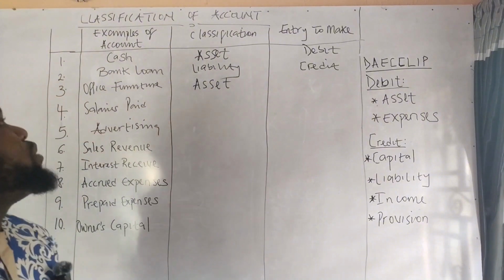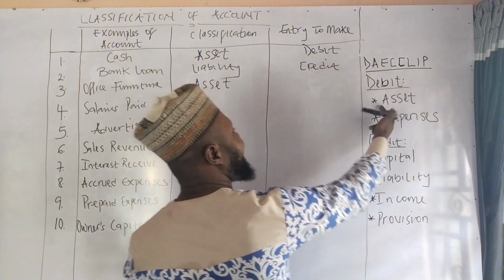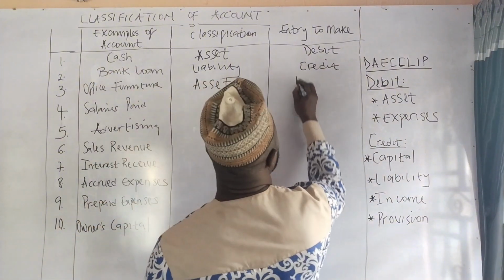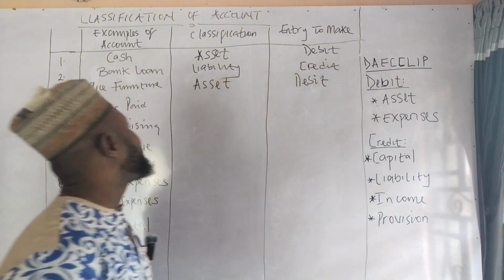Now, what is the entry to make? Of course, debit: assets and expenses. So we are going to make a debit entry for an asset.